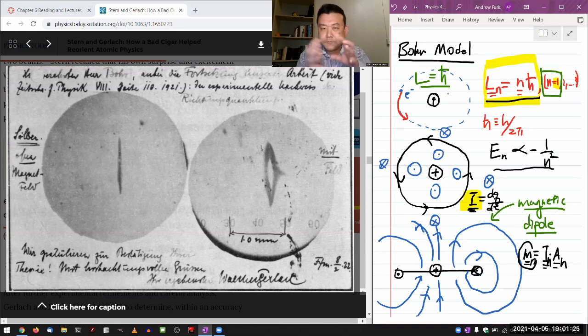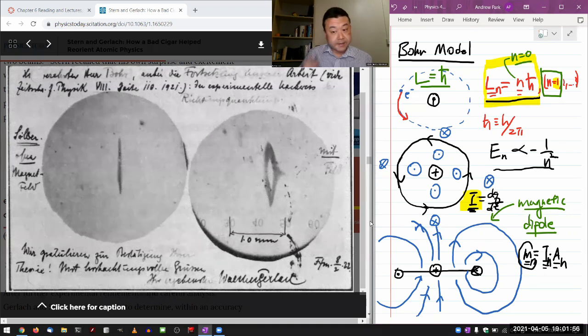The ground state orbital of the hydrogen atom is the s orbital, and the s orbital has zero orbital angular momentum. So in the correct hydrogen atom, the lowest energy state actually has n equals 0. So the silver atoms that Stern and Gerlach were doing experiments with didn't have any orbital angular momentum. What it did have was spin angular momentum.